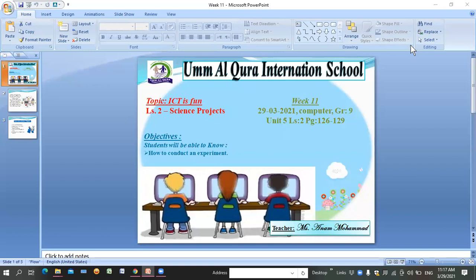Good afternoon, girls. Today we will take lesson number 2, science projects. What type of projects can we do with the help of science, and how does the computer help us in the field of science, with some of our experiments and products. You will learn how you can conduct an experiment. Unit number 5, lesson number 2, page number 126 to 129.